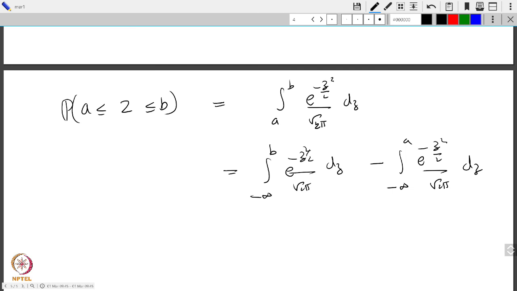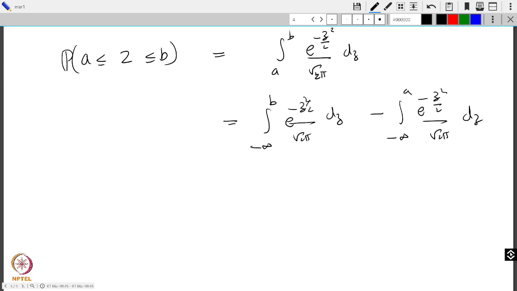So as long as I know how to compute these objects, if I have a table for these objects, that's good enough, right? So you need a table for these objects.